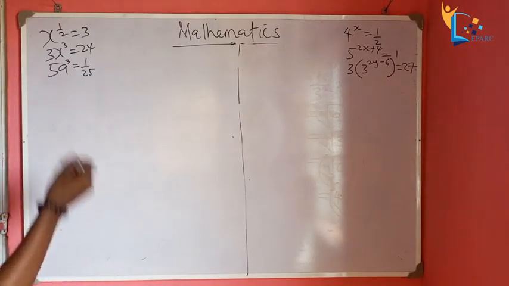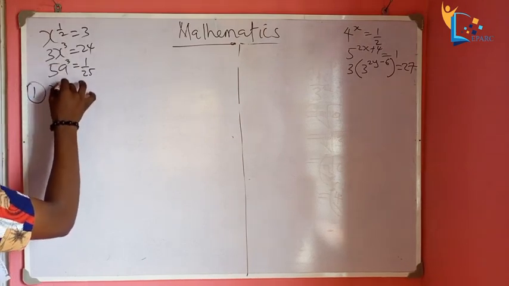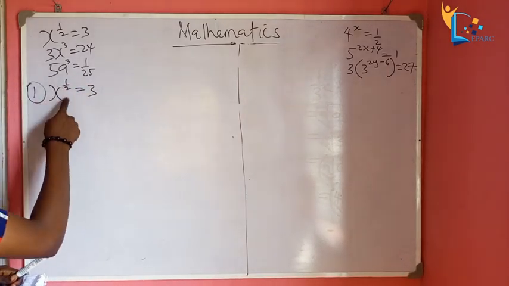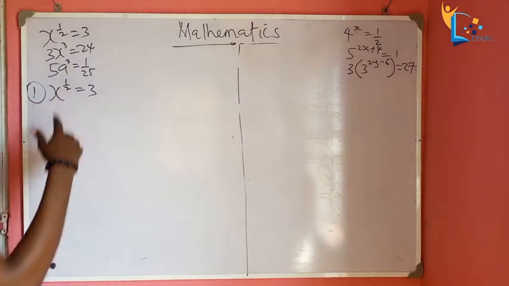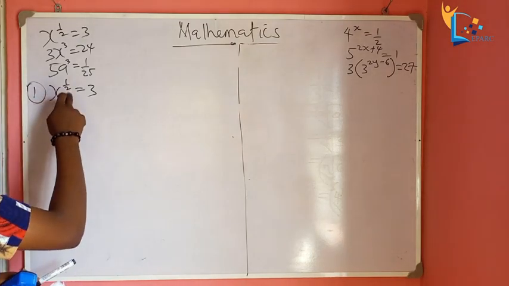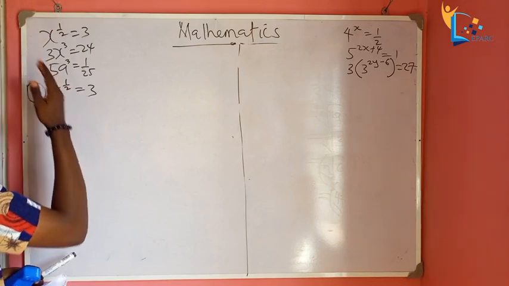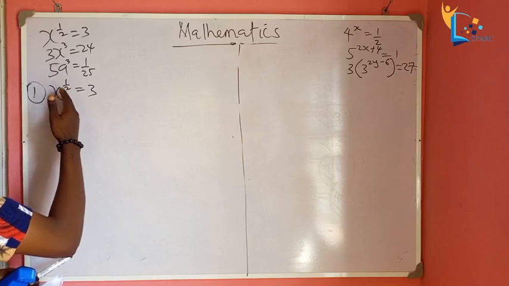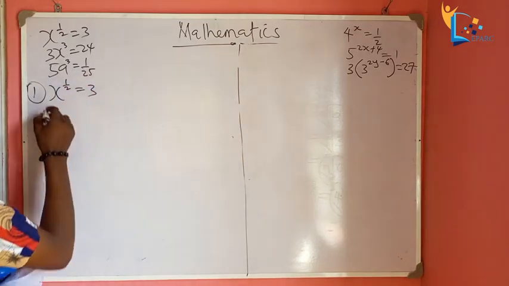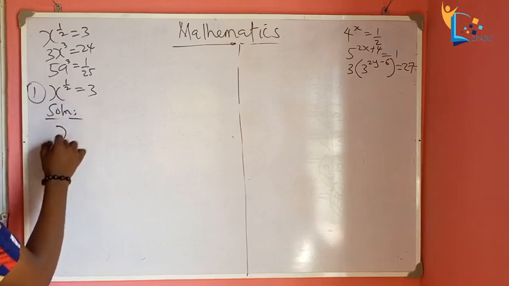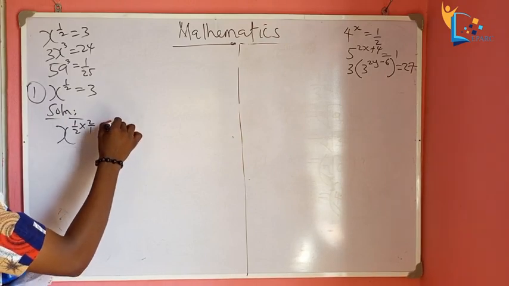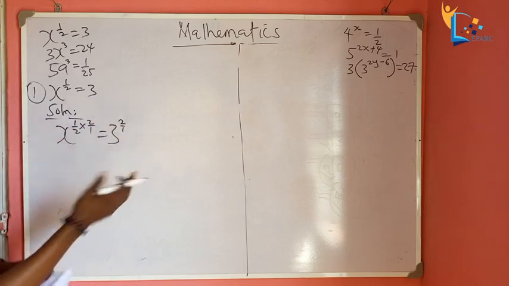Okay, number one, here we have x raised to the power of 1 over 2 equal to 3. Now, how do you solve this? The multiplicative inverse of 1 over 2 is 2 over 1, or just 2. You apply the multiplicative inverse on both sides of the equation. This is what I mean. Solution: we have x raised to the power 1 over 2 times 2 over 1 equal to 3 times 2 over 1, or simply 2.